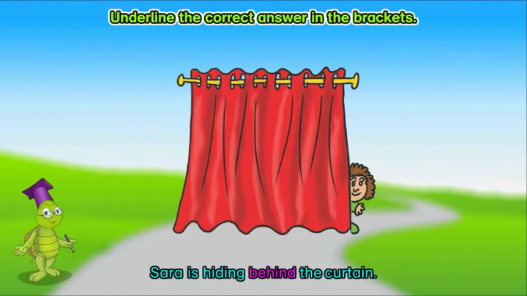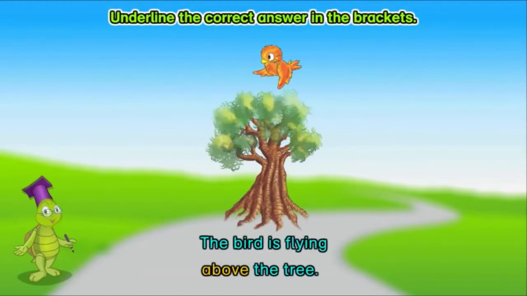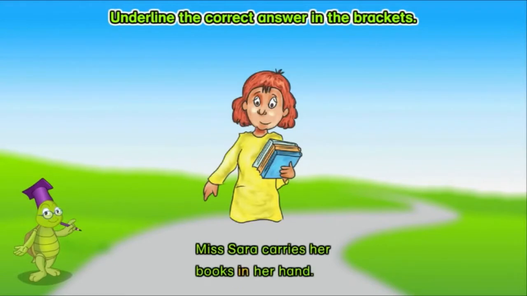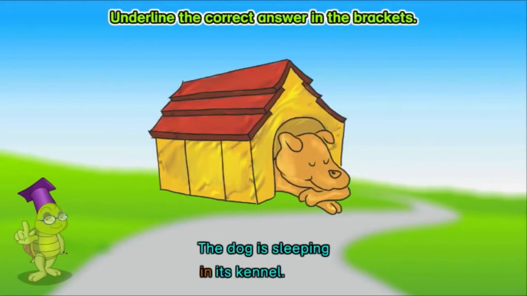Sarah is hiding behind the curtain. The bird is flying above the tree. There is a frog on the table. Miss Sarah carries her books in her hand. The dog is sleeping in its kennel.